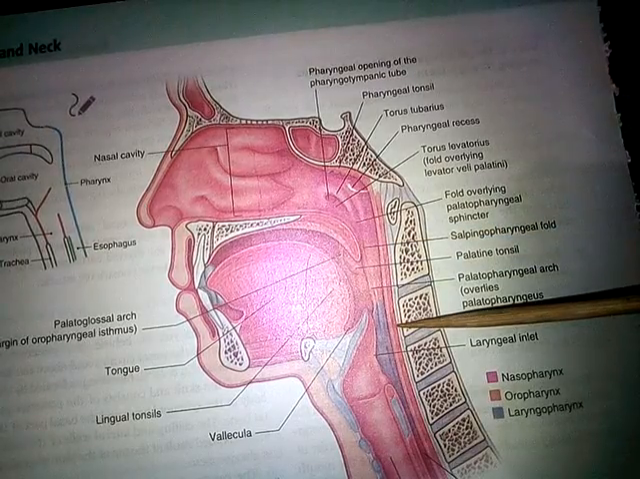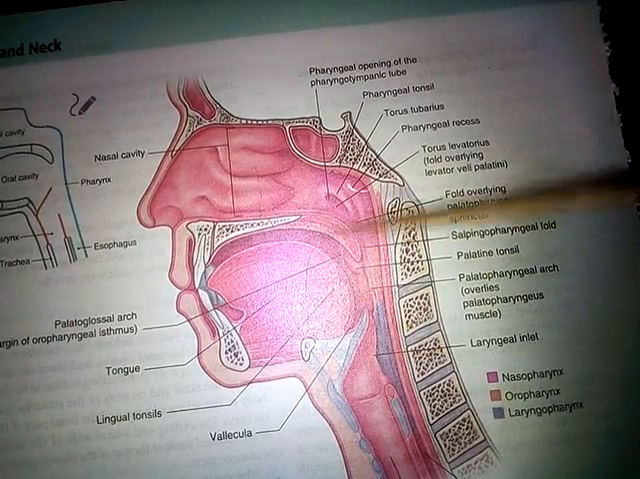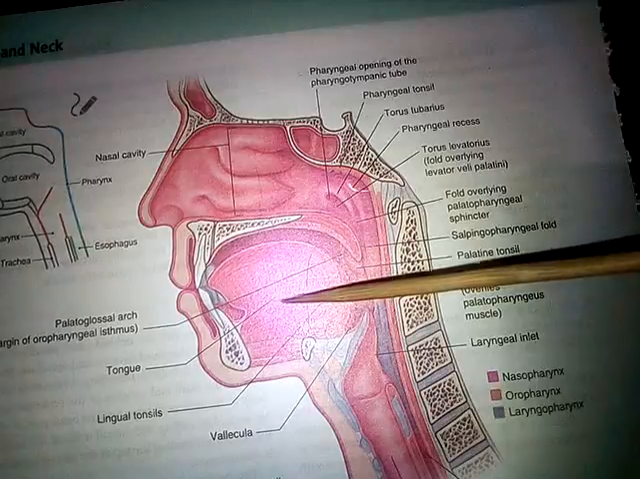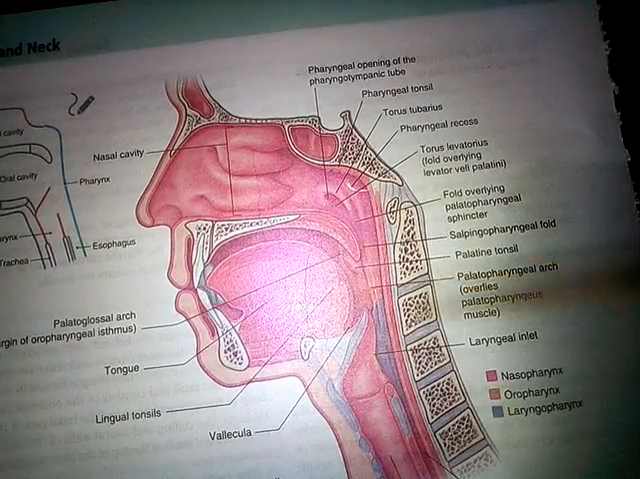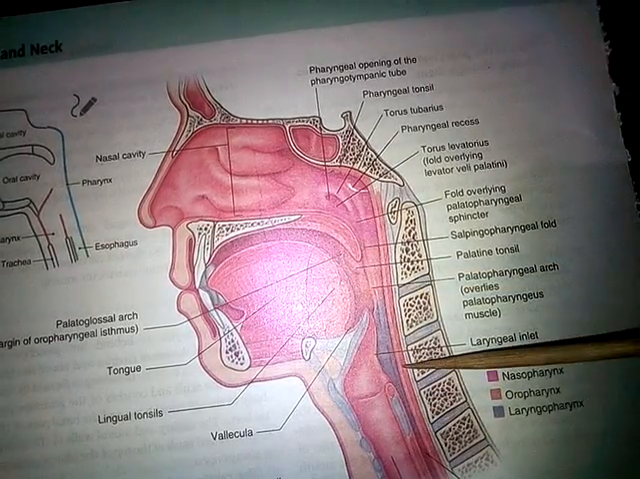Into the pharynx. And pharynx has three parts. Behind the nose is the nasopharynx, behind the oral cavity is the oropharynx, behind the larynx is the laryngopharynx.